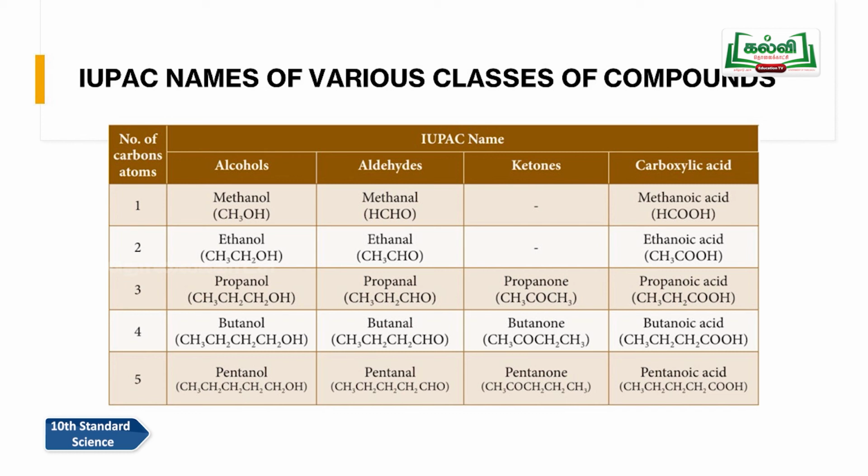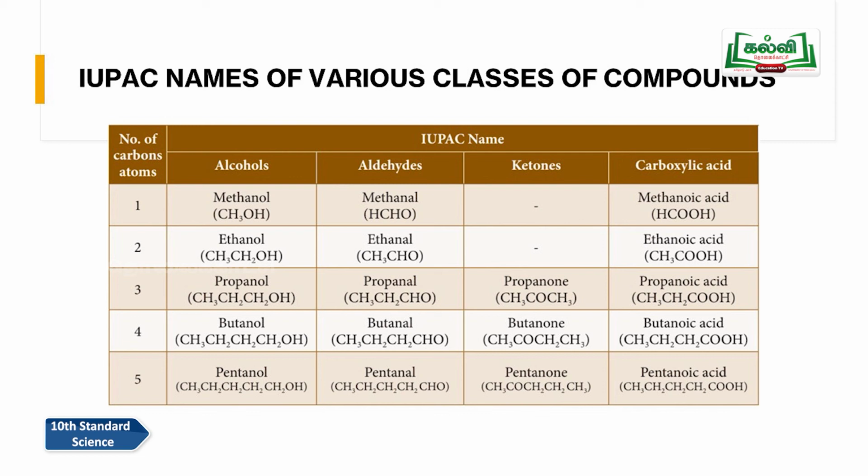Similarly, you have two carbon atoms for alcohols, ethanol. If it is having 3 carbon atoms, you say propanol. 4 means you say butanol. 5 means you say pentanol. Note, the final ending for these compounds is OL because you have the functional group alcohol. Remember, for alcohols, the final ending will be OL.